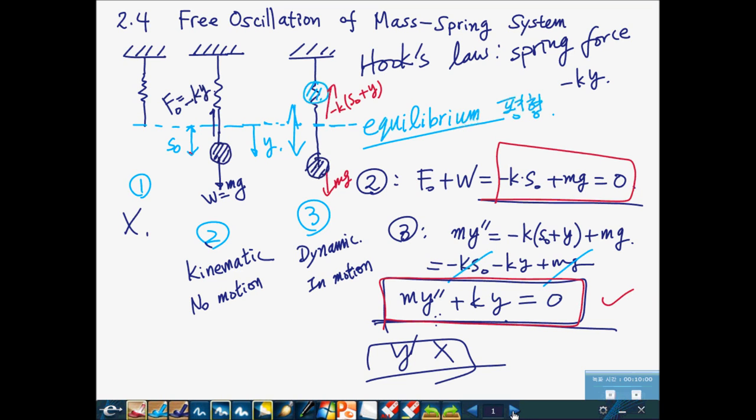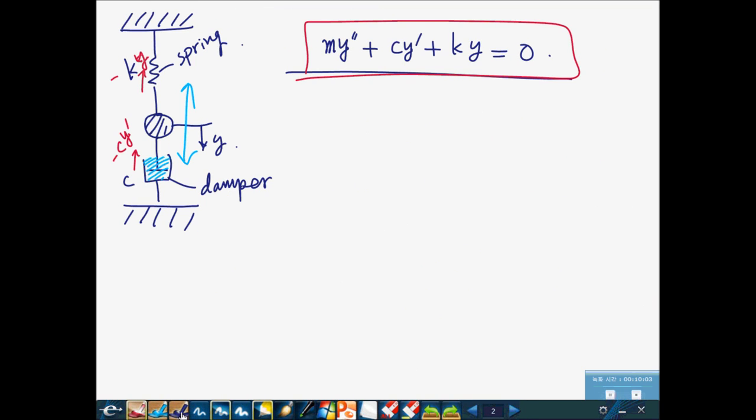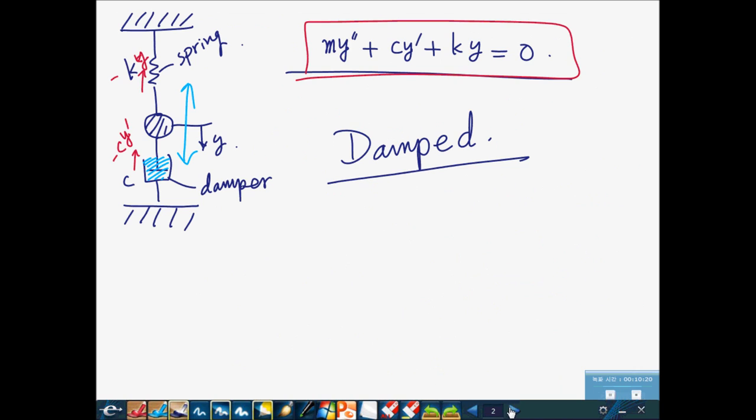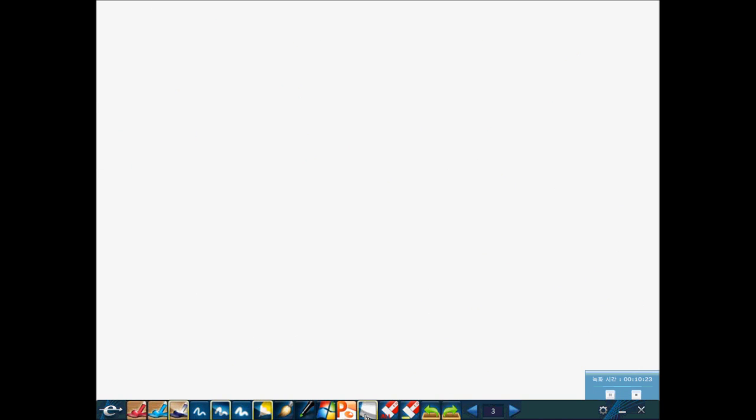Now, let's go back to the undamped system. Okay? So this is the damped system, meaning it has a damping element in the system. And this one is the undamped system. Okay? Now let's go back to the undamped system. So our equation is my double dot plus ky is 0. There's no y prime term, right?